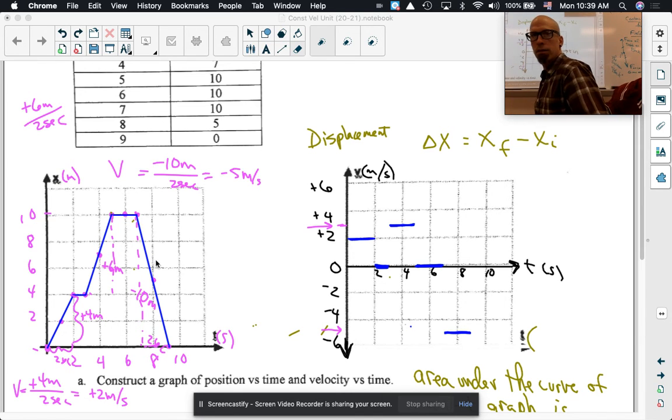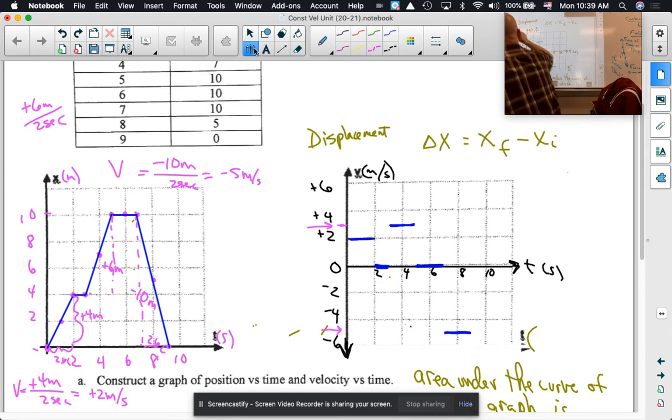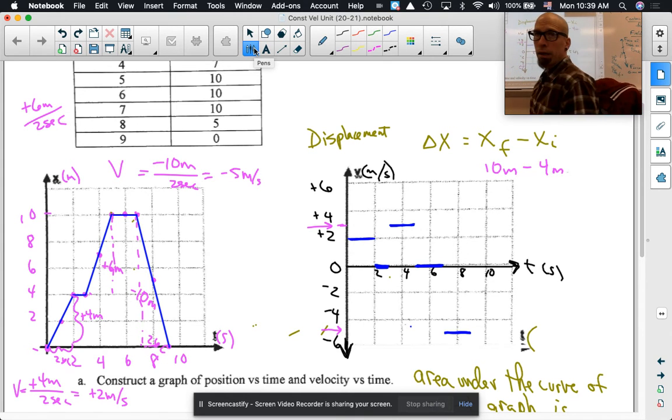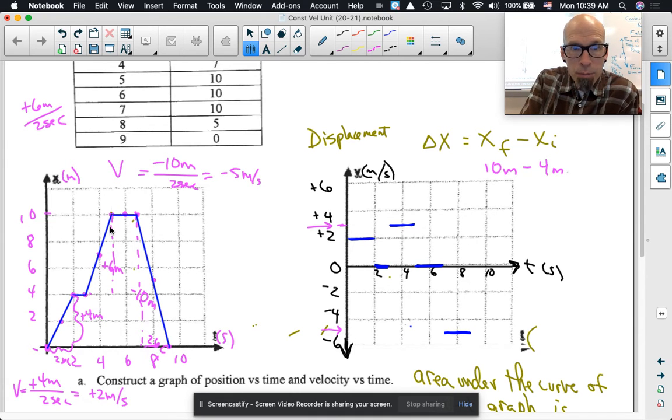Oh, dang. Final position is 10 meters. Minus, where was it at the beginning? 4 meters. It was at 10 at the end, minus where it started, 4 meters. That's a change in position of positive 6 meters, 6 meters in the positive direction. That's where it comes from. Final minus initial. It always works.